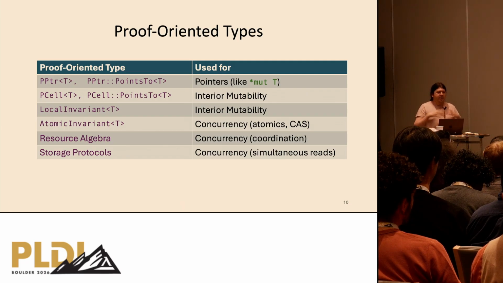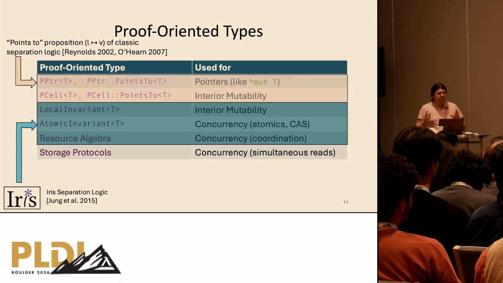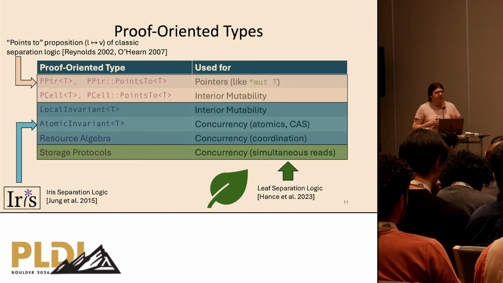Verus, in fact, has a bunch of these, and these are all based directly on separation logic concepts. I just talked about the points to, which is based on the classic points to of separation logic. But Verus also has types that are based on more modern separation logics, especially the Iris separation logic, and one type based on a more recent separation logic library called Leaf, which is itself implemented in Iris.